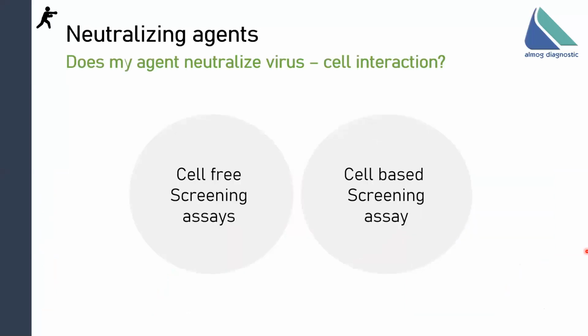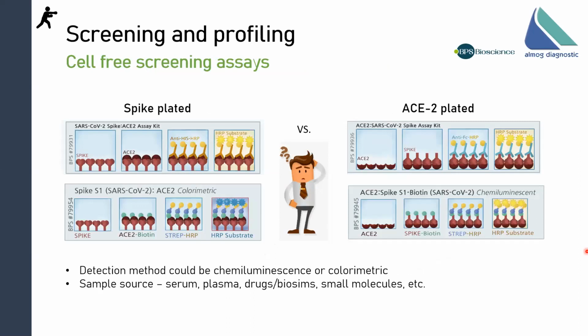So when we're talking about neutralization agents, the research question that arises is, does my agent neutralize this interaction? We can divide it into two screening assays. One is the cell-free screening assay, and the second is a cell-based screening assay. When we are talking about a cell-free screening assay, we're talking about two major components: the spike protein, which is in a recombinant protein form, and the ACE2.